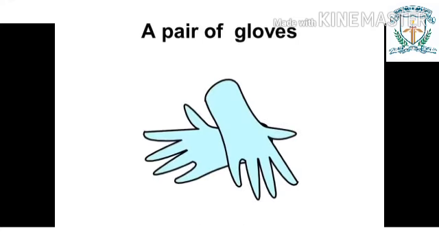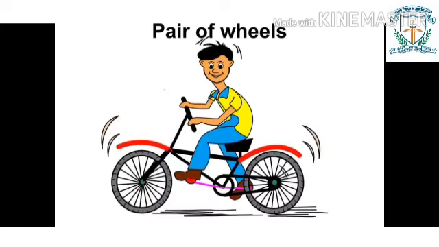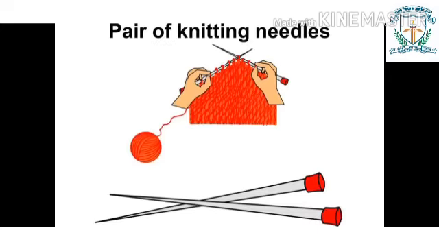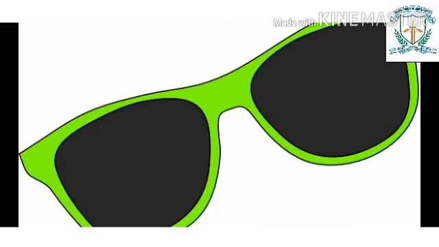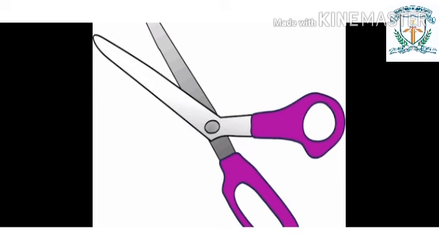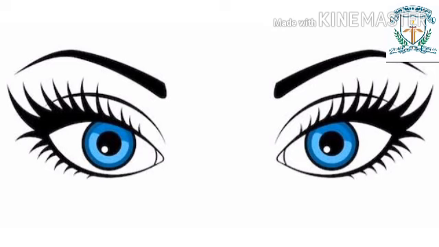And gloves also come in a pair. A pair of earrings means two earrings. You must have seen your mother wearing a pair of earrings. The bicycle has a pair of wheels. Have you seen your mother or your grandmother knitting sweaters for you? The knitting needles also come in pair. Birds too have a pair of wings. A pair of glasses, a pair of scissors, a pair of headphones, a pair of eyes, some more things which come in pair.